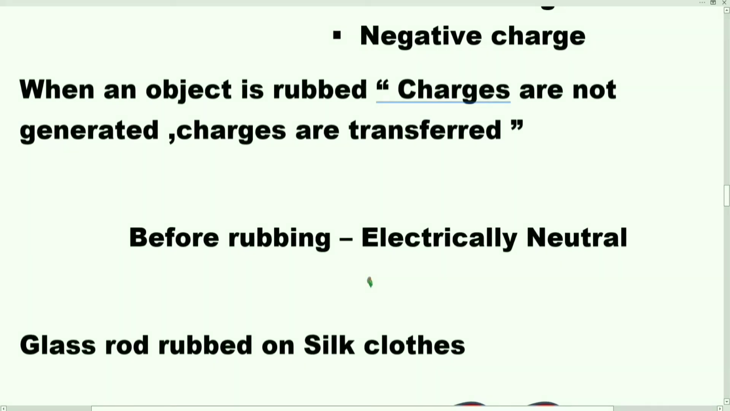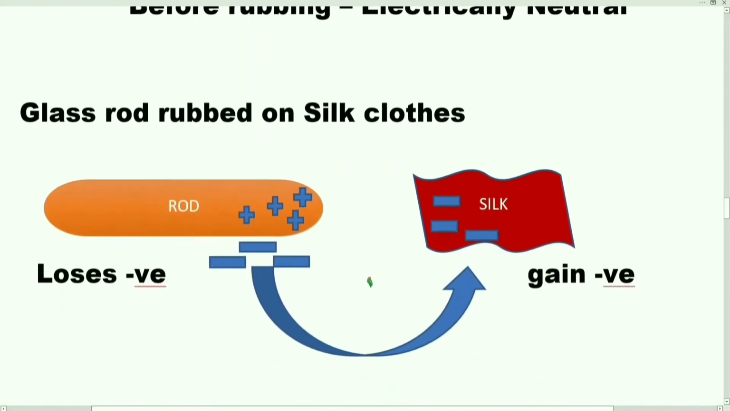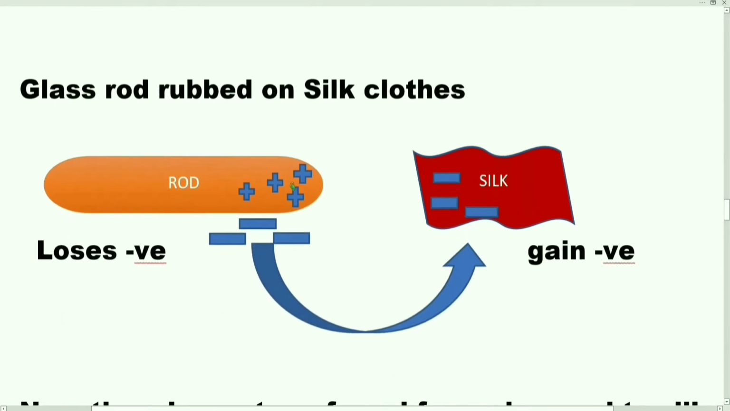To explain this, here is our familiar example: glass rod rubbed on silk cloth. When a glass rod is rubbed on silk cloth, negative charges are transferred from the glass rod to the silk. The glass rod loses negative charges and becomes positively charged, and the silk cloth gains negative charges and becomes negatively charged.